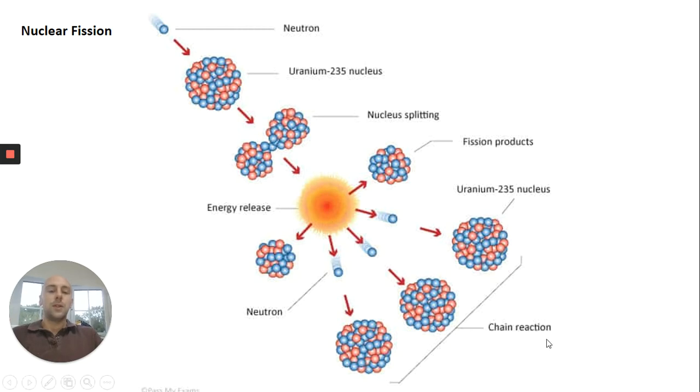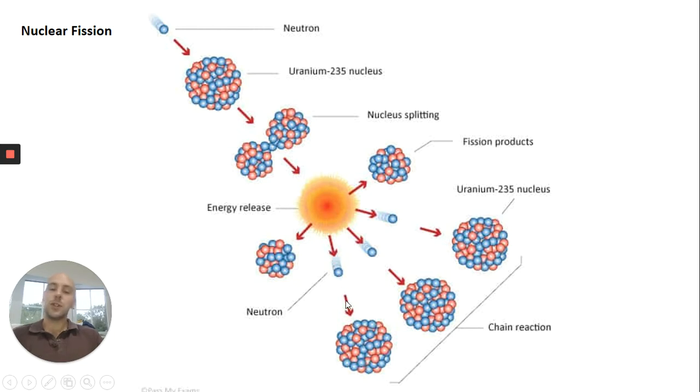In that process, 3 neutrons are also ejected. So the neutron plus the uranium is broken down into 2 nuclear fragments plus 1, 2, 3 neutrons. And those neutrons are ejected at really high speed. They've got lots of kinetic energy, and that is where the energy is being released. So the energy from a nuclear fission reaction is released as the kinetic energy of the neutrons.